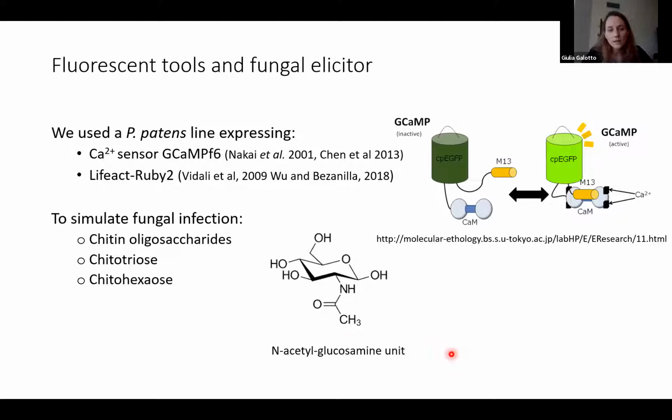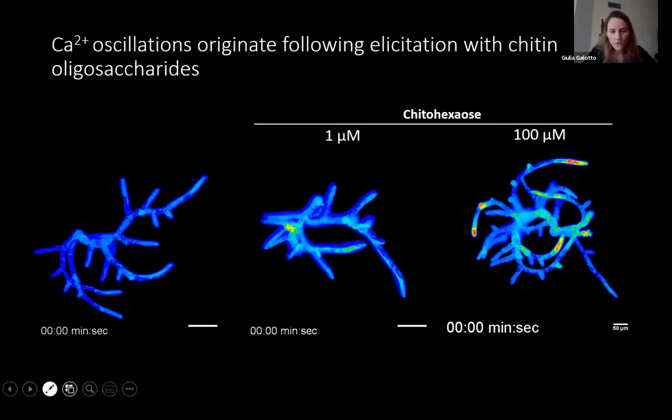So now we can use our plant that expresses the calcium sensor, and we can treat it with chitin, and we can observe the calcium signaling. So here I have a video that shows this treatment. And before I play it, I just want to point out that this is the control plant treated with water, and this is the plant treated with 1 micromolar chitohexose and 100 micromolar chitohexose.